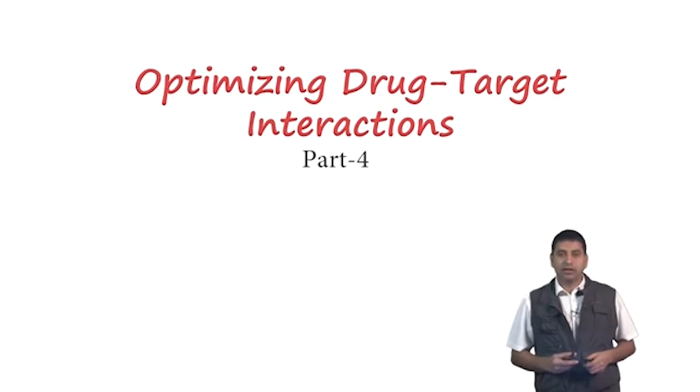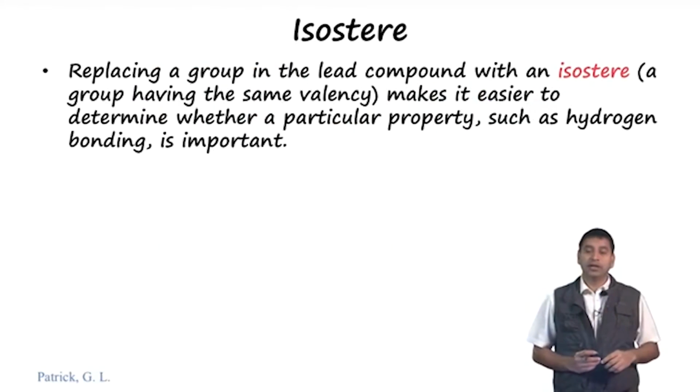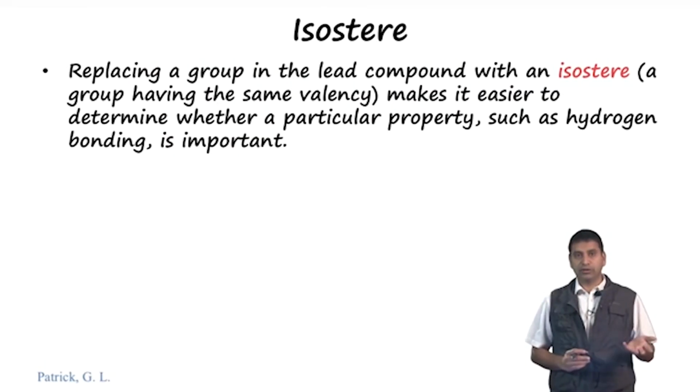Okay, so welcome back. Continuing on the topic of optimizing drug target interactions, we are going to look at various strategies that we would use. To begin with, in today's lecture, we look at the concept of isostere. We have already looked at it previously: isosteres are basically groups that have the same valency, and so it makes it easier to determine whether a particular property, for example hydrogen bonding, is important or not.